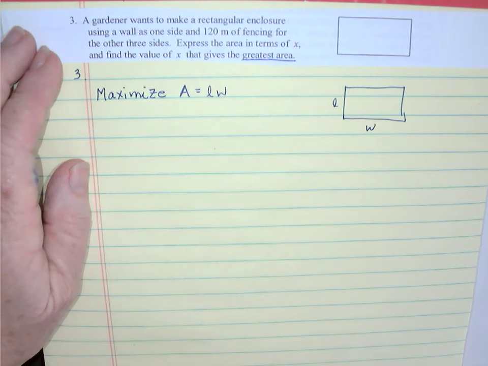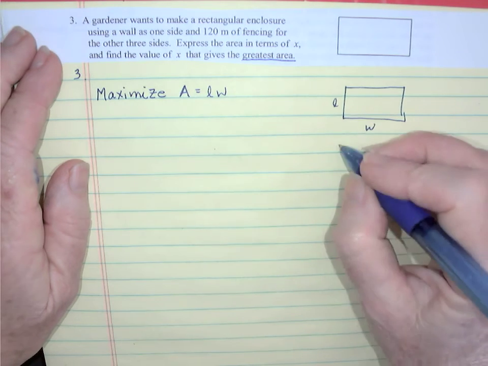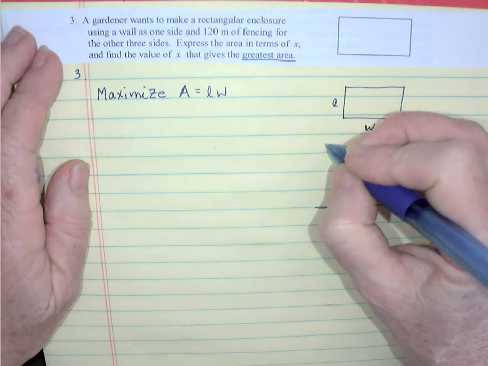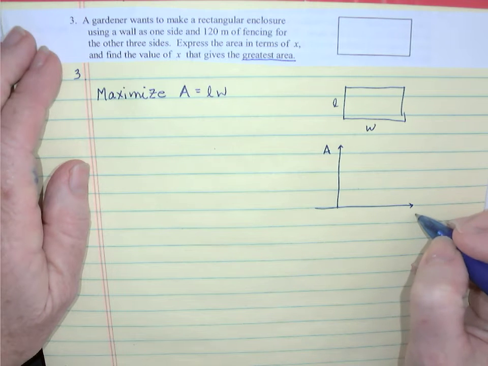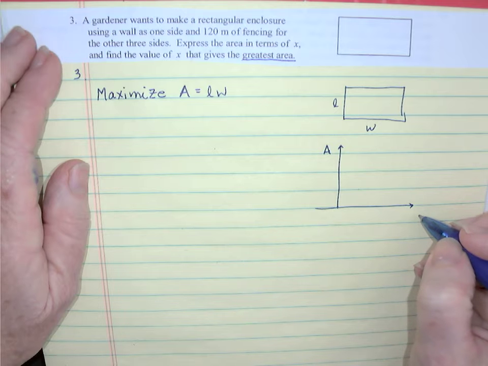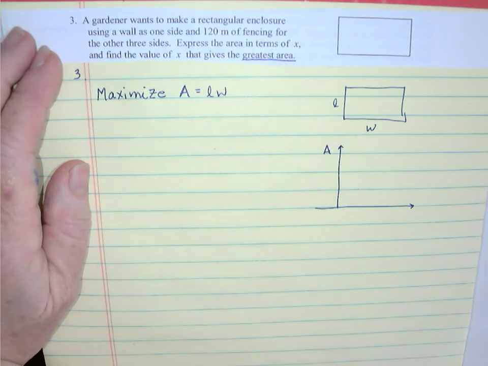Okay, now the problem with this optimization function is that ultimately I am going to be trying to graph A versus something. And I'm going to try to show the graph so the reader knows my reasoning here. But I can't graph both L and W. I need to get rid of one of them. So this is where the other information comes in.